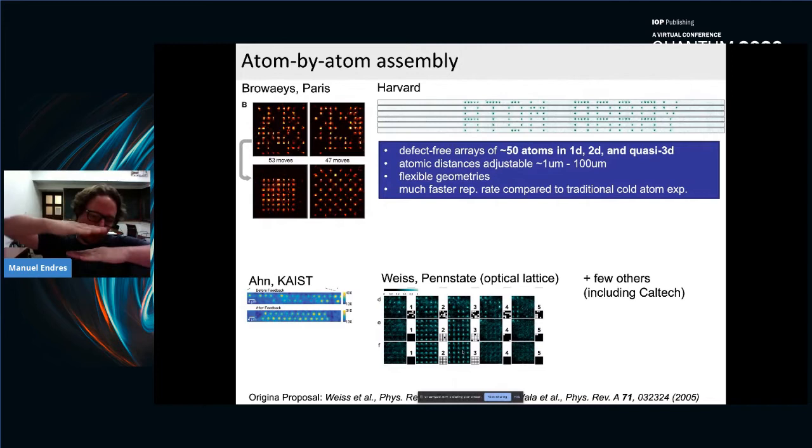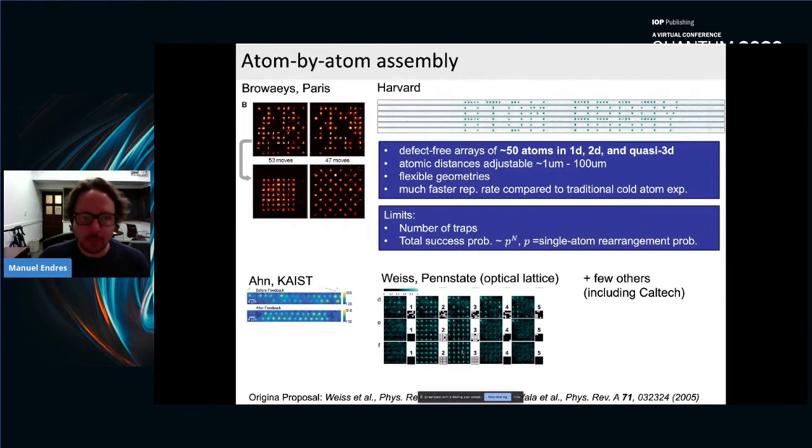The atomic distances in the arrays are adjustable from 1 micrometer to about 100 micrometers. The geometries are flexible. You can dial them in essentially from shot to shot. And it's a much faster repetition rate compared to traditional cold atom experiments. So typically here, the repetition rate is 100 milliseconds compared to 10 seconds or up to a minute in traditional cold atom experiments. So these are some of the features. There are some limits, of course. That's the number of traps you can make which are deep enough to actually trap atoms. So this is a laser power limitation in a sense.